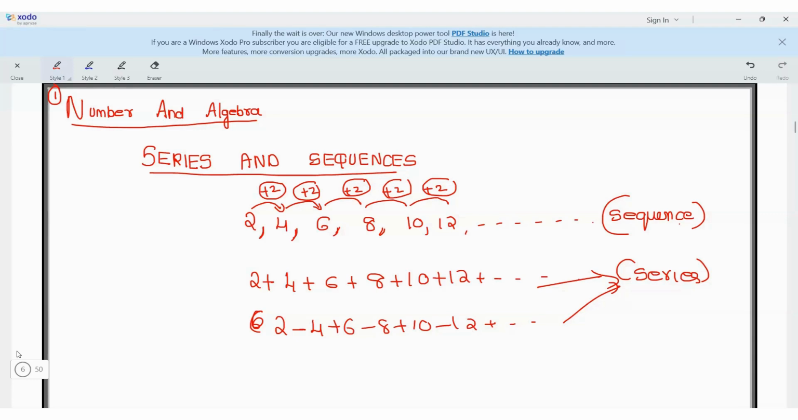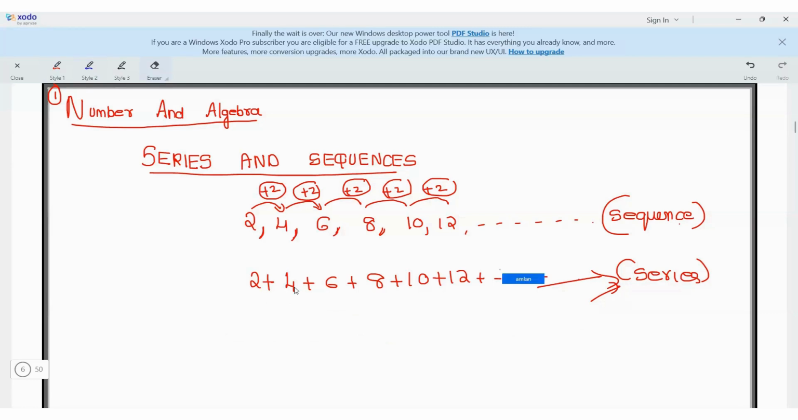So what is exactly the difference? Because it seems quite similar. They are actually the same thing. The numbers are the same, but here we are introducing an operator. So whatever it is, if I'm introducing an operator between the terms, that is known as a series. But if I am introducing commas, I will call it a sequence. That is the difference.